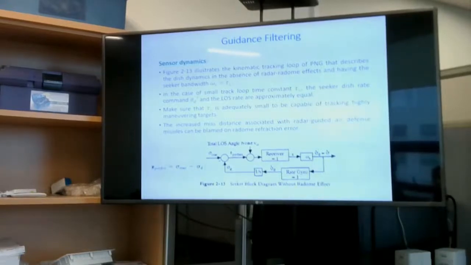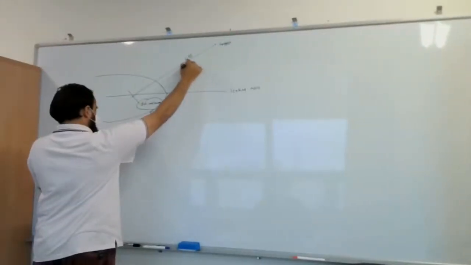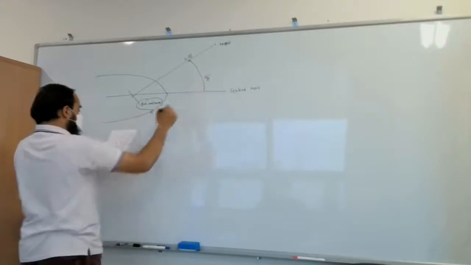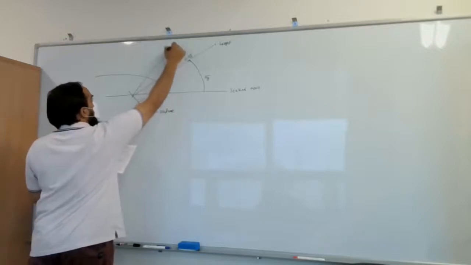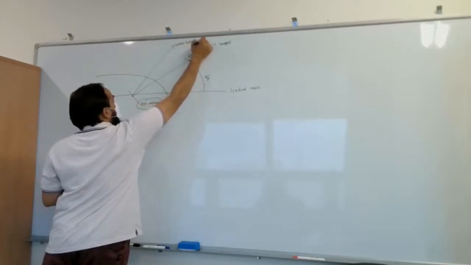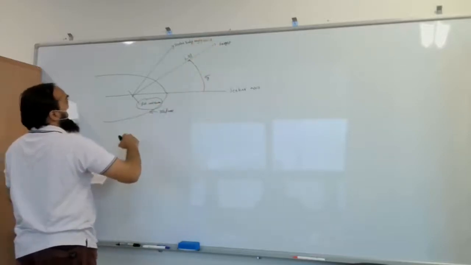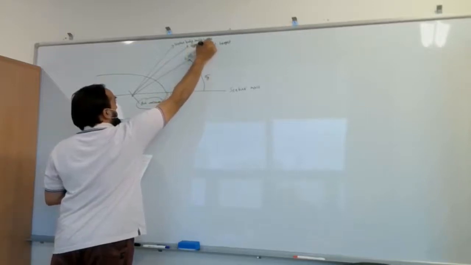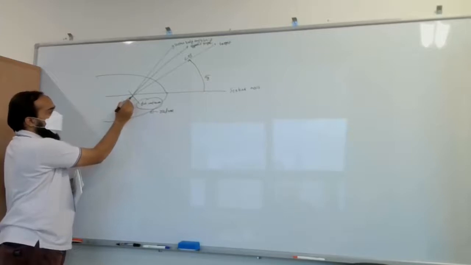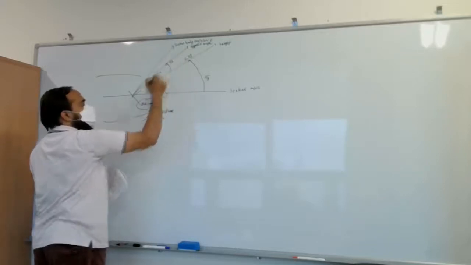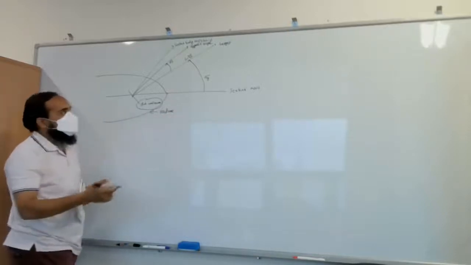Here is the gimbal angle, and this is the seeker body angle or axis. Okay, and this is the apparent target. So with radar effect, the radar antenna directs to the apparent target. This is the radar effect. Okay, but we are only considering without the random effect, so there is none.